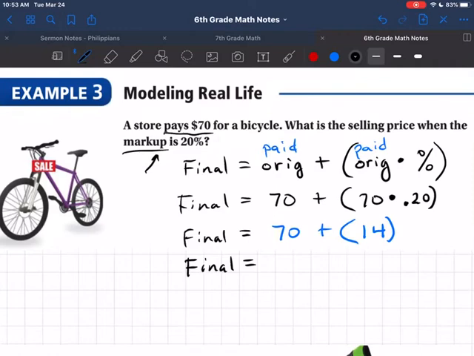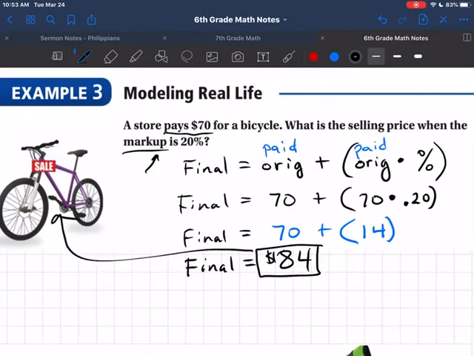That's the problem with calculators. Sometimes we quit using our brain. And $84 is the price that we will put on that bicycle.